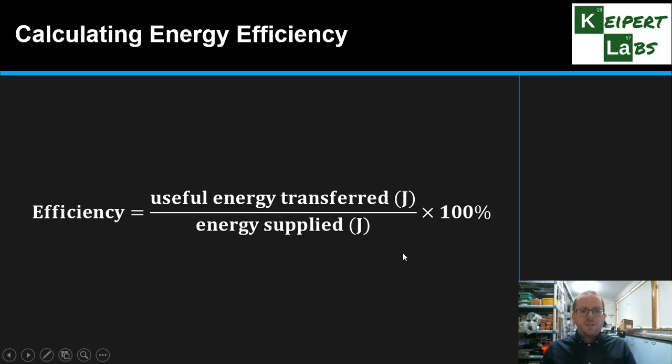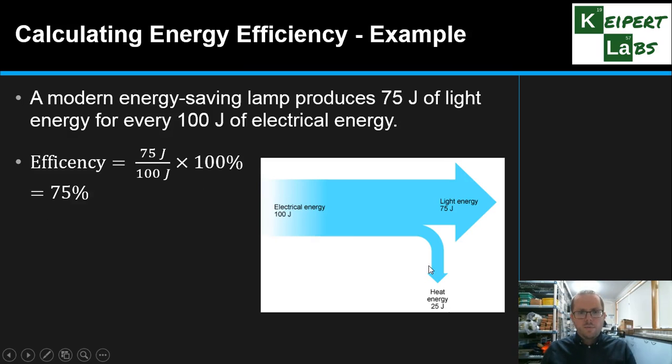Well, if we have some data about how much energy is being used and how much energy is being lost, let's turn that into a percentage figure so that we can translate that across lots of different scenarios. So we use this equation here. We say that the energy efficiency is equal to the useful energy transferred in joules divided by the energy that was supplied, also in joules, and then times that by 100 to get a percentage value. Okay, so I'll show you an example now.